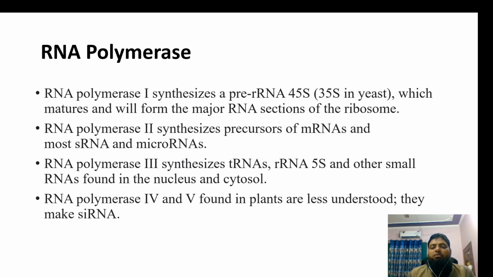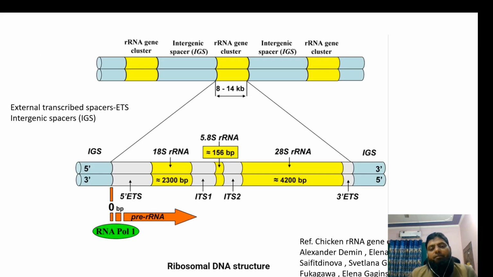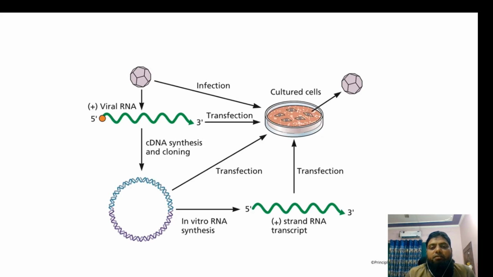Then RNA polymerase 3 is going to synthesize transfer RNA and ribosomal RNA and other small RNAs found in the nucleus and cytosol. And similarly, polymerases 4 and 5 are found in plants and they make the interfering RNA within the plants. However, when we are going to construct, for example, our gene, we can use this set where the ribosomal RNA gene cluster exists. We can replace it with our own gene of interest, for example, viral RNA to synthesize its copies.